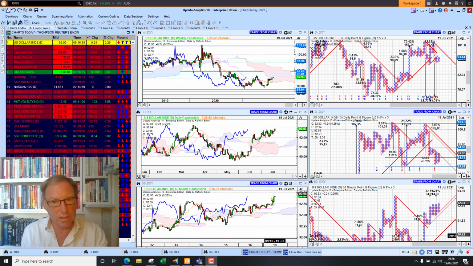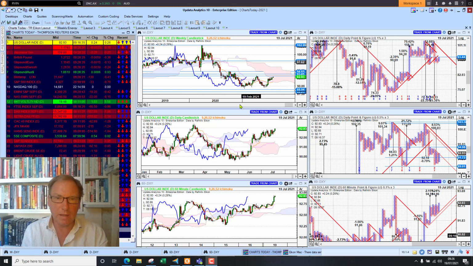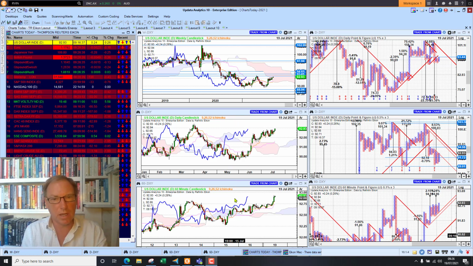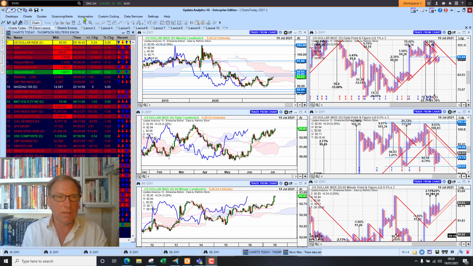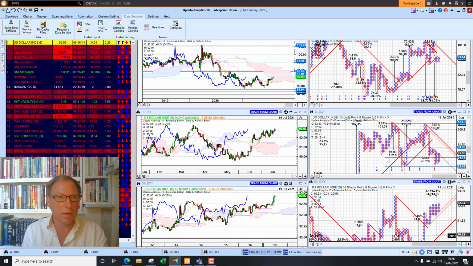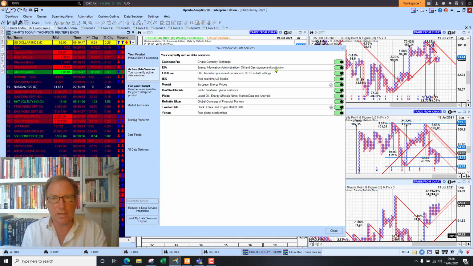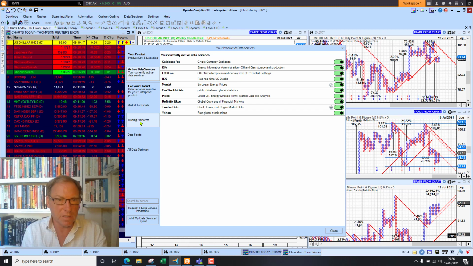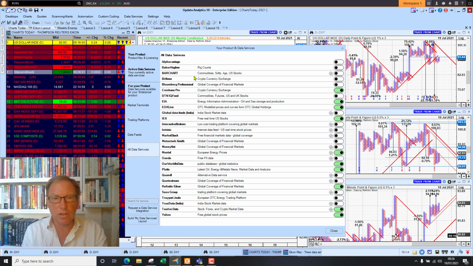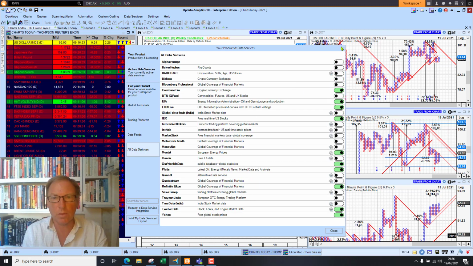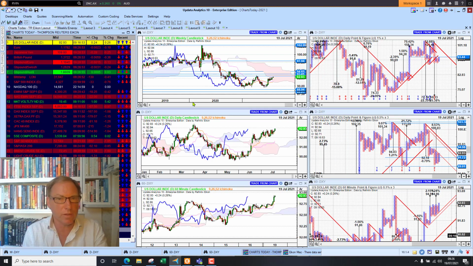So dollar strength continues to be a theme here. This is my weekly, my daily, and my 60-minute chart, and I'm running on Refinitiv Icon. If you want to know which data services to use in Updata, you can just run multiple data services. I'm running several, and you can choose from a whole list of compatible data services. So I'm running Refinitiv Icon this morning.